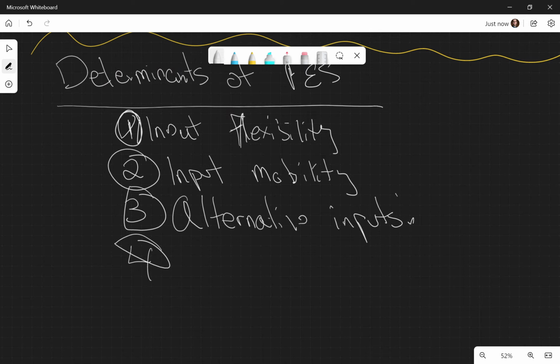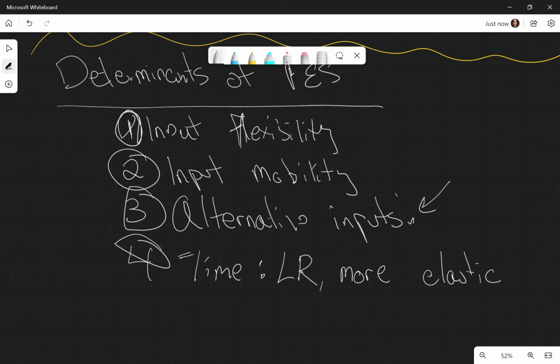Killing me. The last one is time. In the long run, things are going to be just like with demand. They're going to be more elastic. So all these things, if we have greater input flexibility, greater mobility, greater substitutability, that's what this is, substitutability, then there's going to be greater responsiveness to the change in prices by the suppliers.